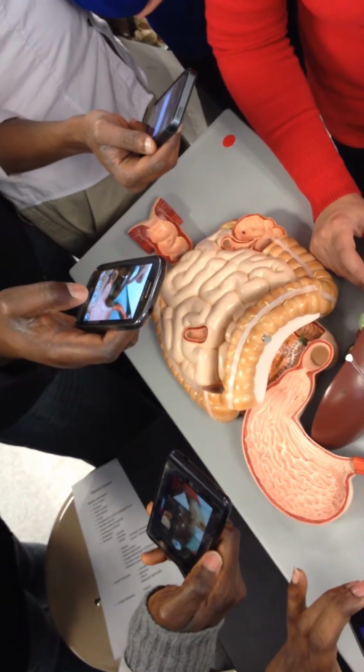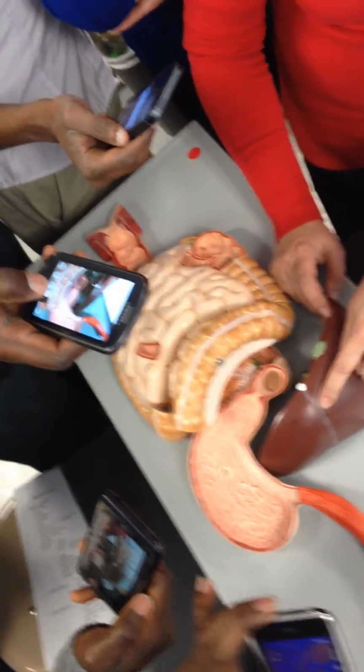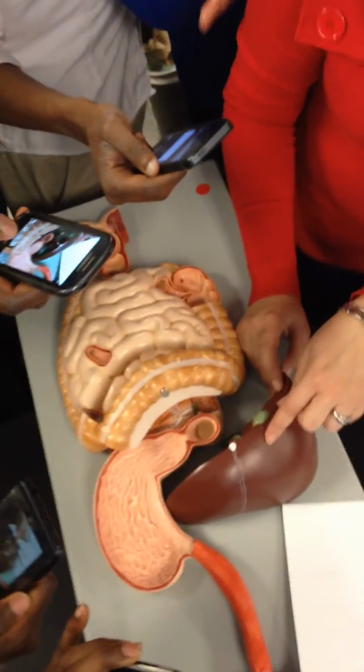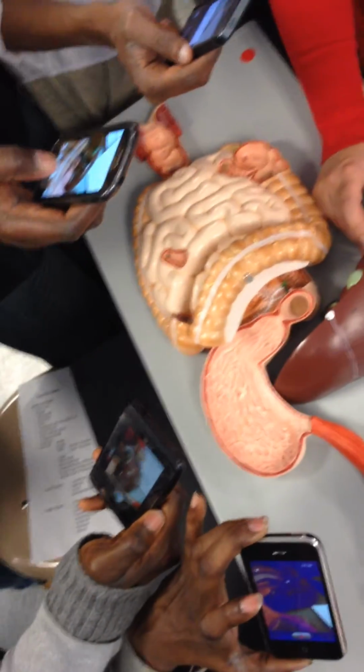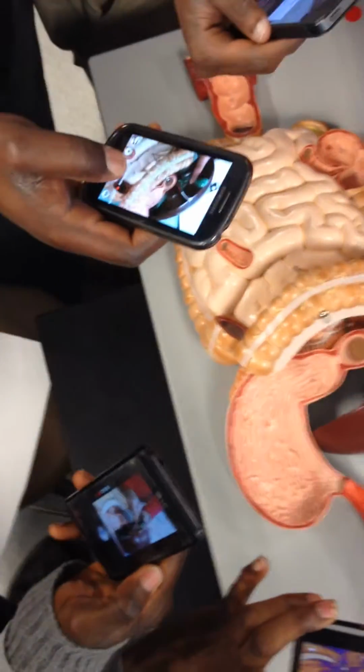Between these two lobes, this white line here is called the falciform ligament. That's the fold of the peritoneum. So you have the left lobe and the right lobe, and between these two you have the falciform ligament. And then you have the structure here that we call the gallbladder. The greenish one here is called the gallbladder.